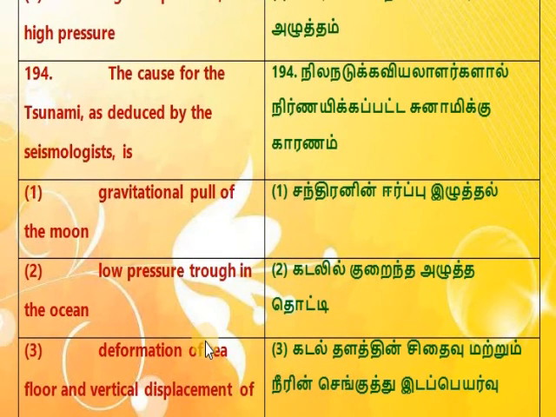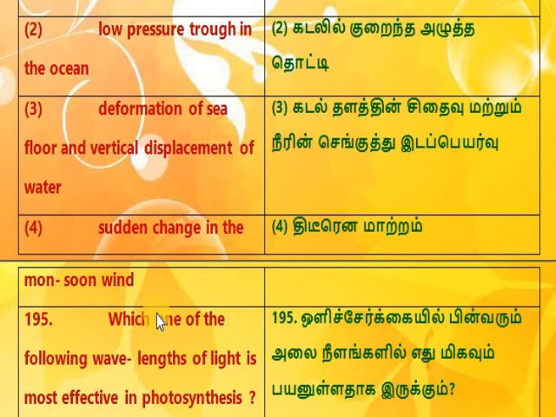194. The cause for the tsunami, as deduced by the seismologists, is 1. Gravitational pull of the moon. 2. Low pressure trough in the ocean. 3. Deformation of seafloor and vertical displacement of water. 4. Sudden change in the monsoon wind.